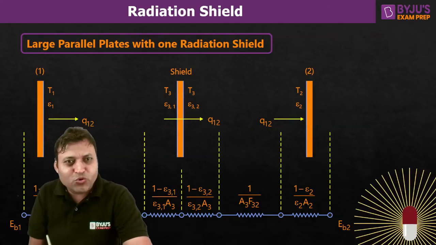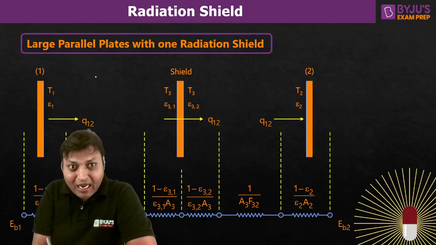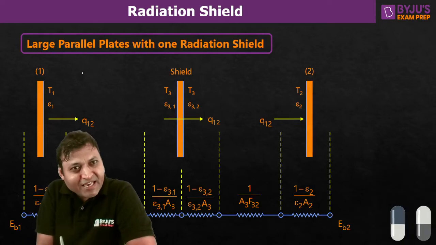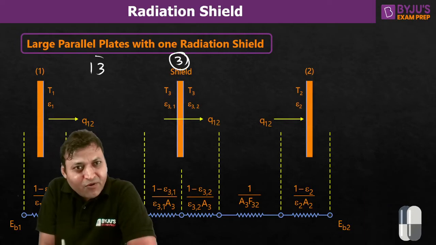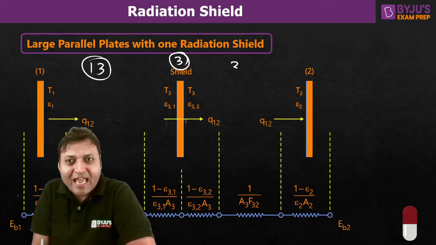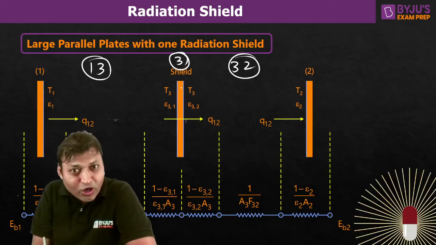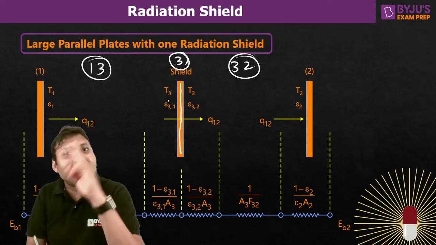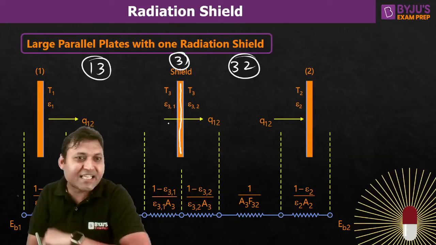If we introduce one radiation shield, earlier there was only one space resistance, now there will be two space resistances. This is the shield, which is surface 3. So 1, 3 will be one space resistance, and 3, 2 is the other space resistance. Along with that, because it is a non-black surface, there will be two surface resistances coming into the picture. So earlier there were 3 thermal resistances in total. Now there will be 6 thermal resistances.